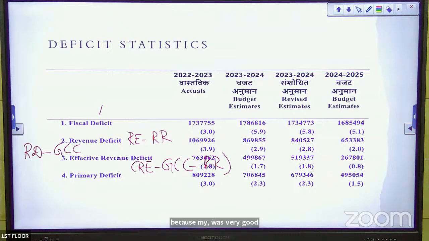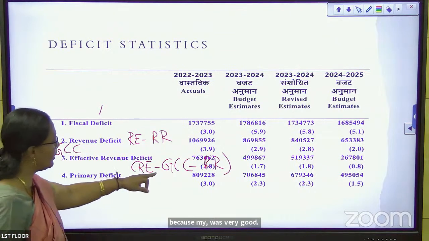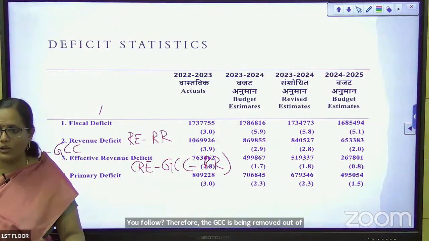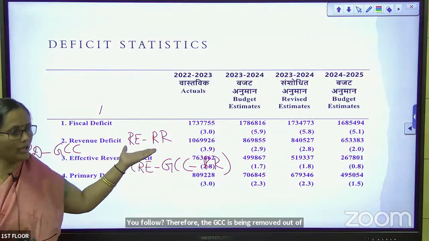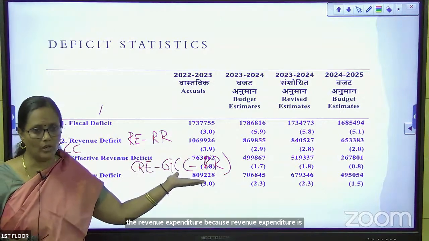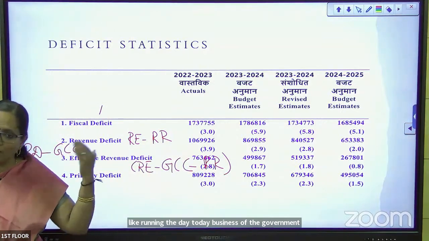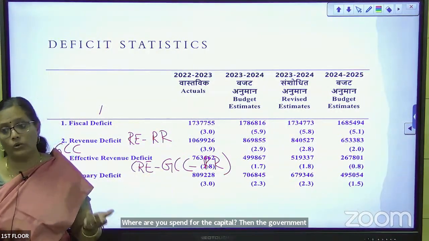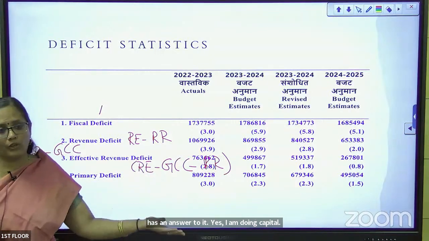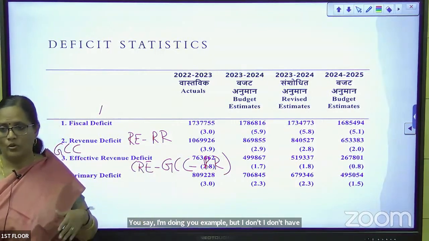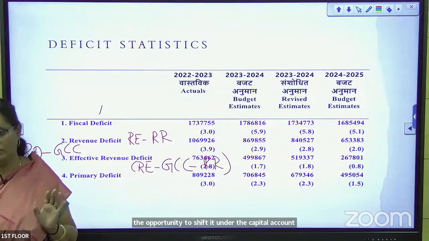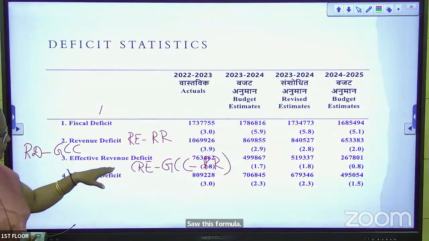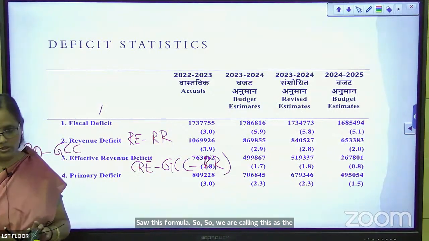You follow? Therefore, the GCs are being removed out of the revenue expenditure, because revenue expenditure is like running the day-to-day business of the government. And we are asking, why are you spending so much on running the day-to-day business? Where will you spend for the capital? Then the government has an answer to it. Yes, I am doing capital spending inside revenue itself, but I don't have the opportunity to shift it under the capital account itself. So, this formula. Is it clear? We are calling this the effective revenue deficit, after removal of the GCs.